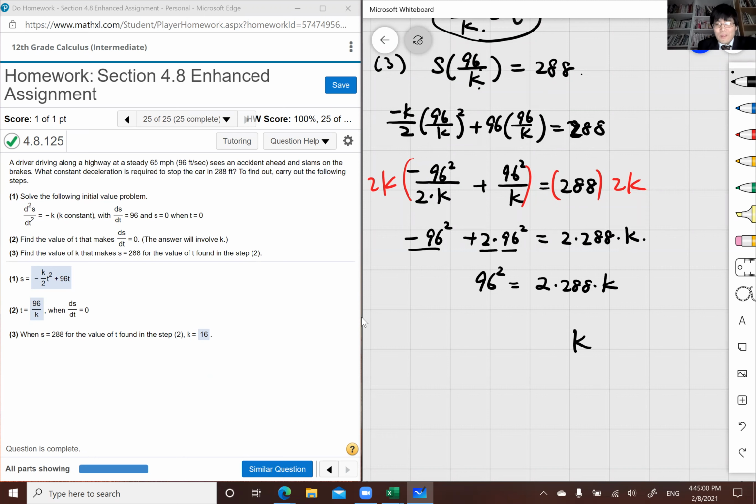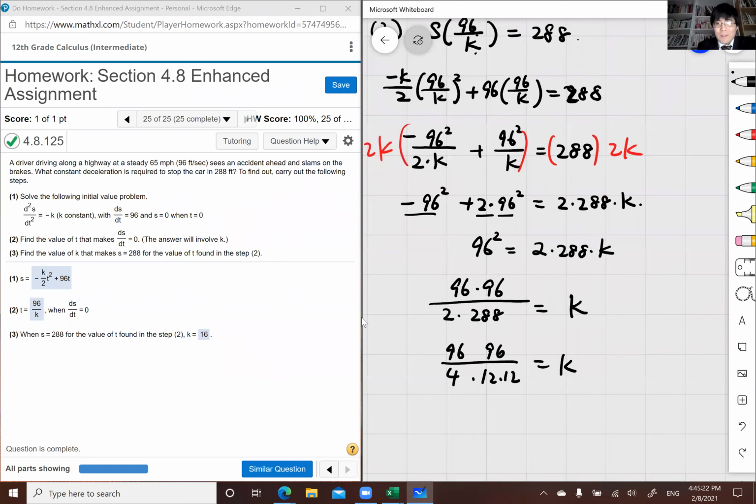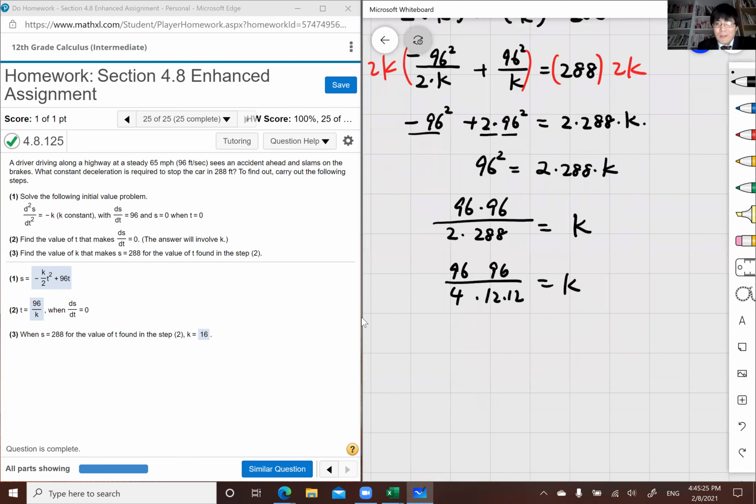So solving this linear equation, divide both sides by 2 times 288, and you just reduce these fractions. But 288 is the same thing as 12 squared times 2, so that might make it easier to see. And 96 divided by 12 is going to be 8. So this is going to be 8, and this is going to be 8, so it's going to be 16. So k is going to be 16.